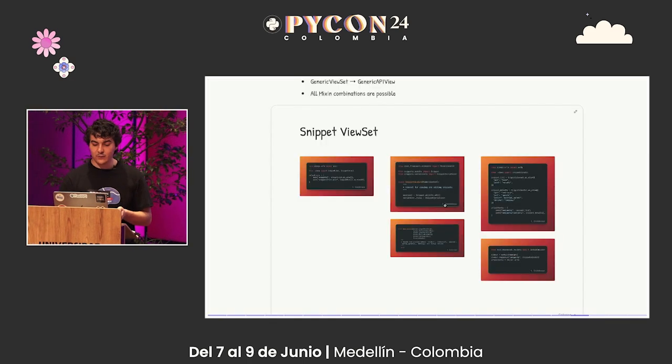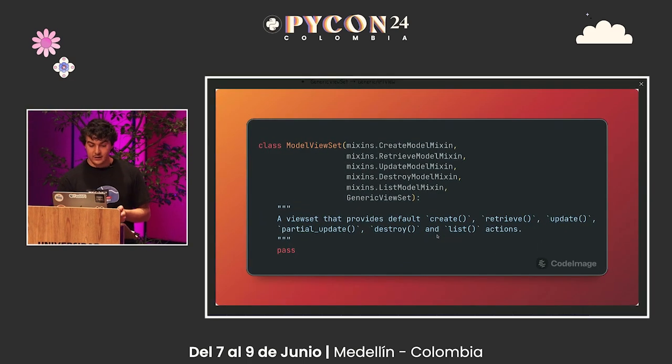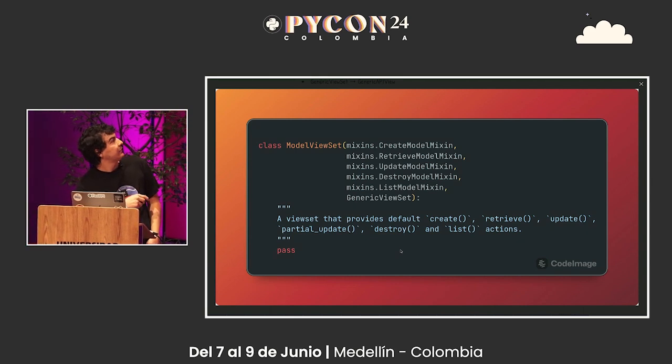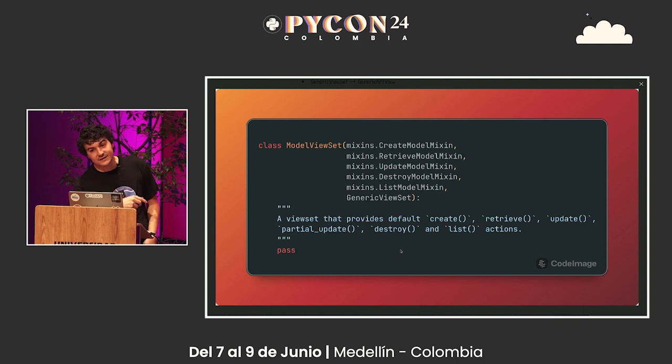And now in the URL configuration, okay, well, first, the model view set. So the model view set that I'm inheriting from is basically inheriting from the generic view set here that adds the functionality, and then the actions come from the mixins that we saw before. Create model mixin, retrieve model mixin. So it has a create method, retrieve method, update method, partial update method, destroy.